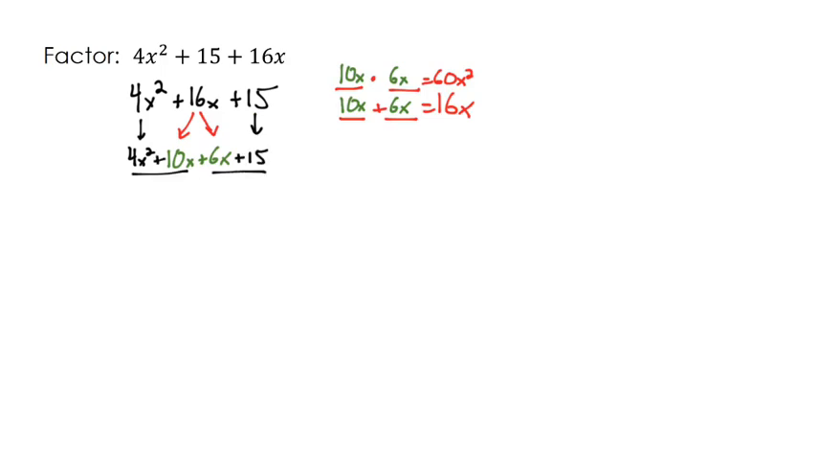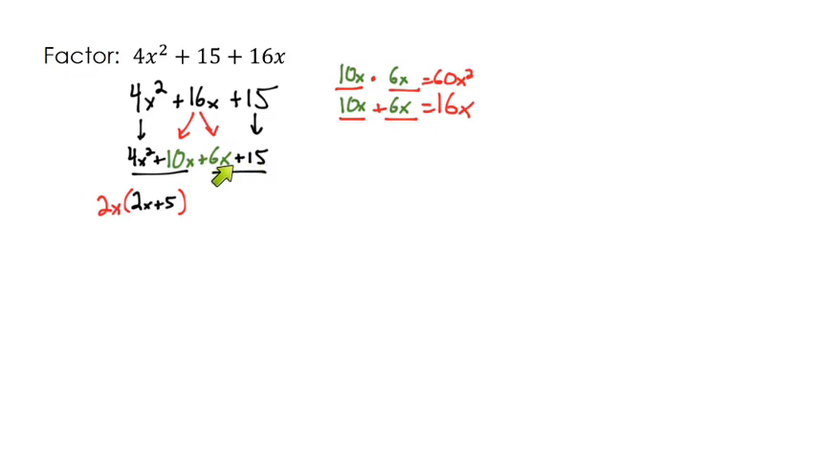Now we're ready to group. I look at my first two terms, looking for what's in common. The GCF between 4 and 10, between our coefficients, would be a 2, and these both have an x in them, so 2x will be our GCF. Whenever I do that, that's going to leave you with 2x plus 5 in the parentheses.